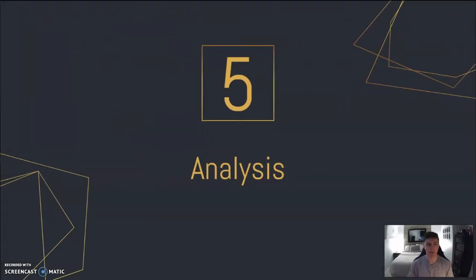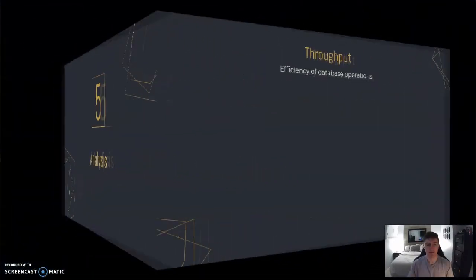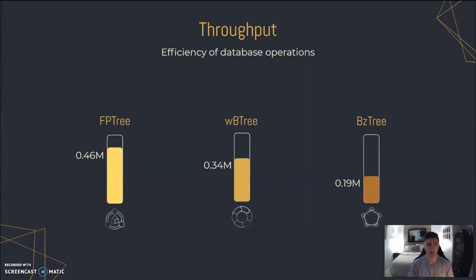Now I will analyze the results found in the evaluations. Here we have the average throughput for all of the trees across all of the operations. As we see on this slide, the FP tree outperforms the WB tree and the BZ tree for almost all operations, except for the range search, where the WB tree performs the best. On average, the FP tree performs approximately 460,000 operations per second, which is nearly 1.4 times faster than the WB tree and 2.4 times faster than the BZ tree.